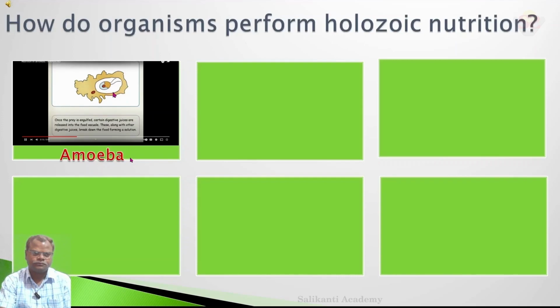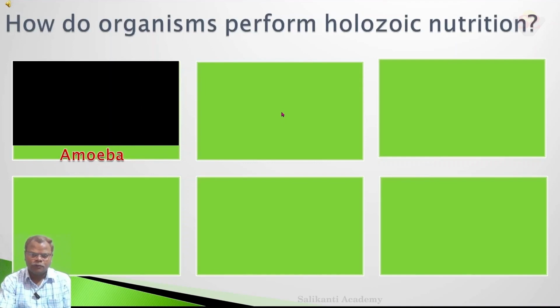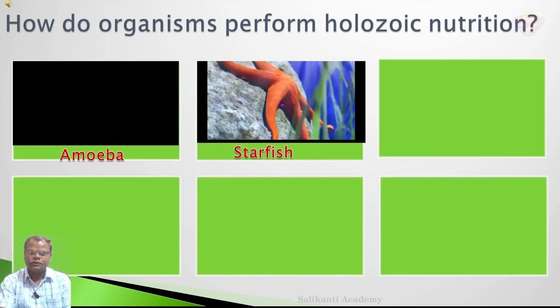Once the prey is engulfed, certain digestive juices are released into the food vacuole. These break down the food, forming a solution. Once all the digestible material has been absorbed, the remainder is thrown out of the body. Now we will see nutrition in starfish.